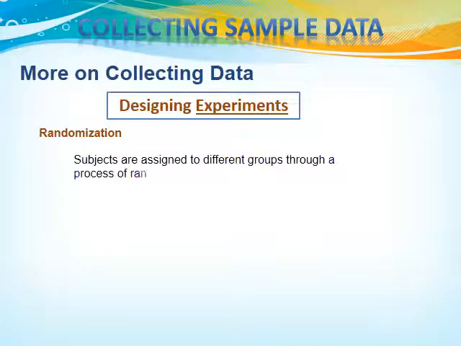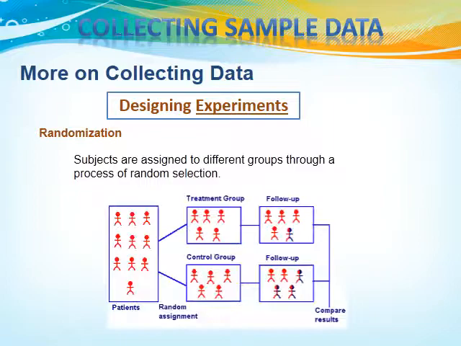Now, instead of observations, let's talk about experiments. When we're designing an experiment, there are a couple of things to think about. First of all, randomization. This is where we assign subjects to different groups through a process of random selection. Remember, experiments are where we apply some treatment to the group. Suppose we had a treatment group and a placebo group. The treatment group gets some new drug, and the placebo group gets a placebo that doesn't or shouldn't have any effect. We assign the people to each group through randomization.